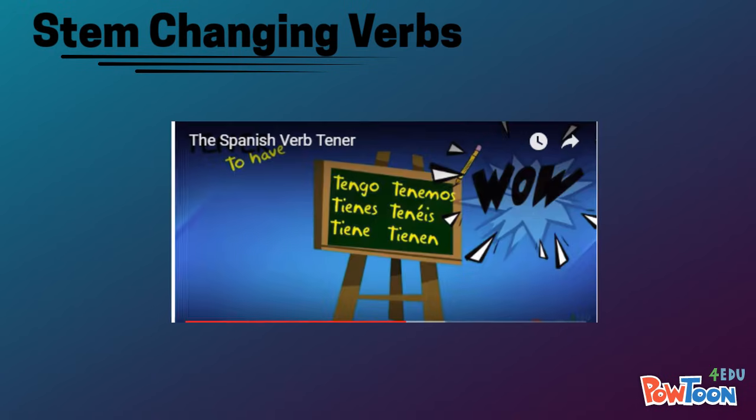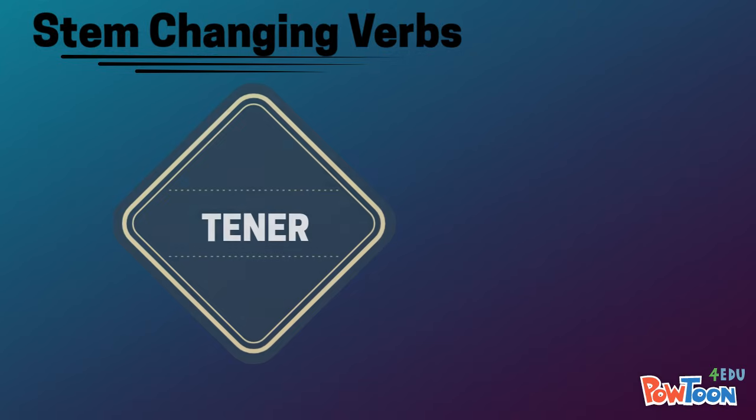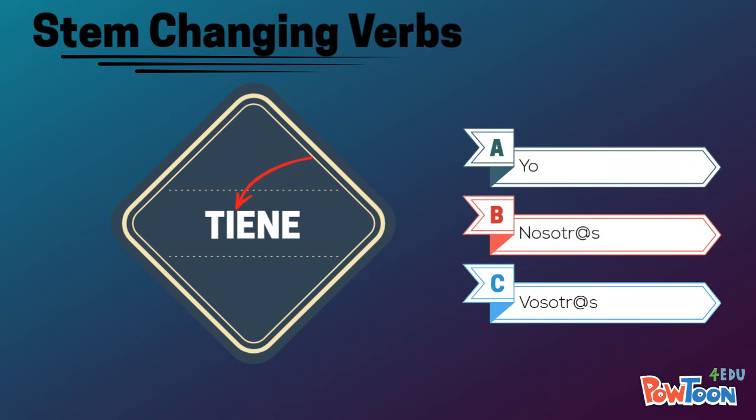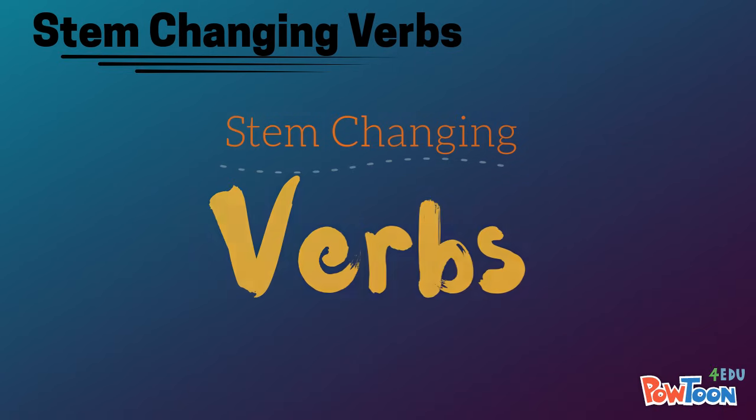If you recall from the tener video, it conjugates a little differently from the regular ER verbs in the present tense. Do you remember that the E in the tener changed into an IE for all the pronouns except yo, nosotros, and vosotros? This happens for a large group of verbs, and we like to call this group the stem changers. Let's see an example of how to work with these verbs.